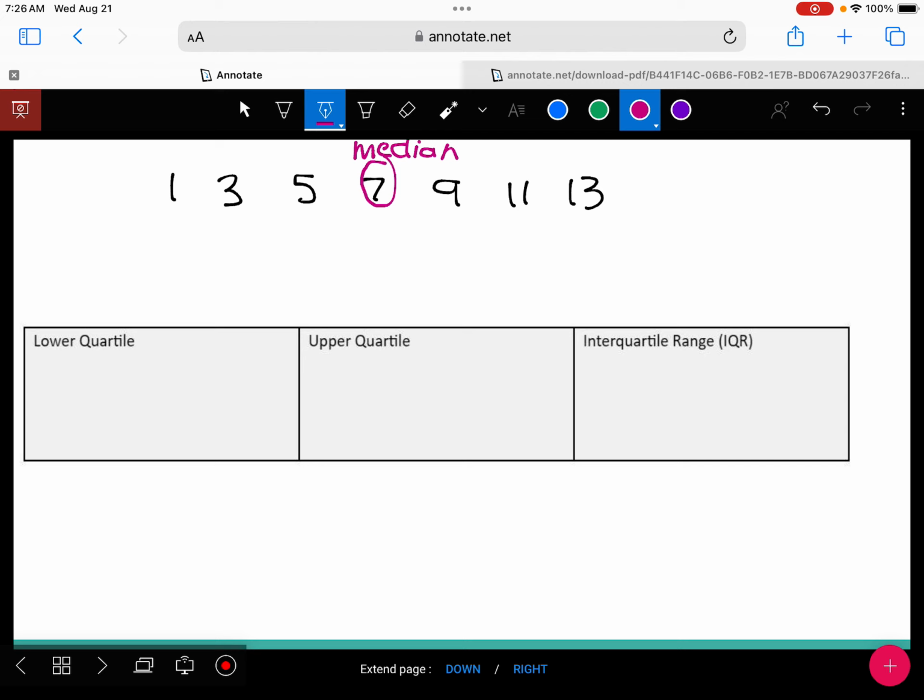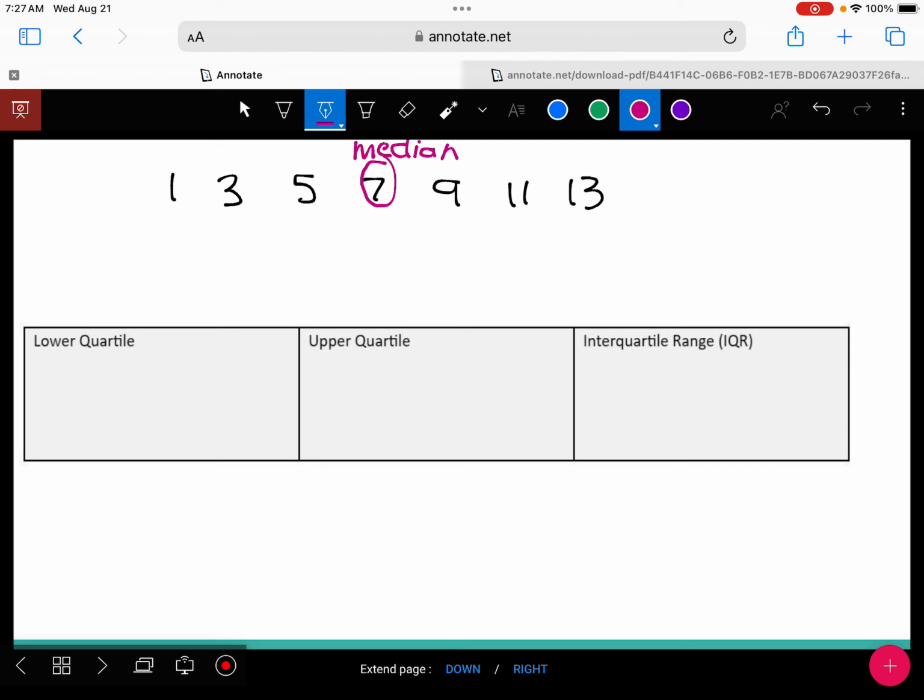What we're going to do is talk about how close together all of our data points are. Instead of just cutting our data in half, where half the people are on that side and half the people are on that side, we're going to break them into smaller chunks. So once I take the median, I'm going to take my smaller side and find its median. What is the median of the smaller side? 3. You just calculated a lower quartile.